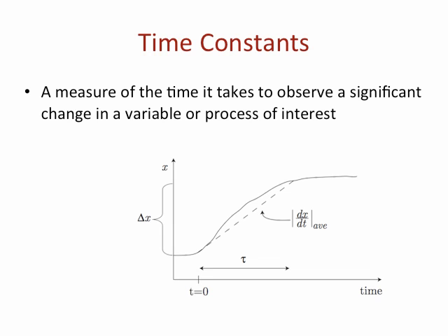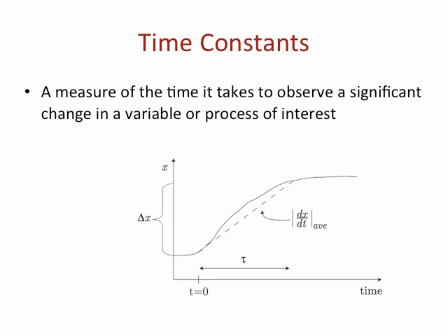First up are time constants. So a loose and general definition of a time constant is as follows. A time constant is a measure of the time it takes to observe a significant change in a variable or a process of interest.